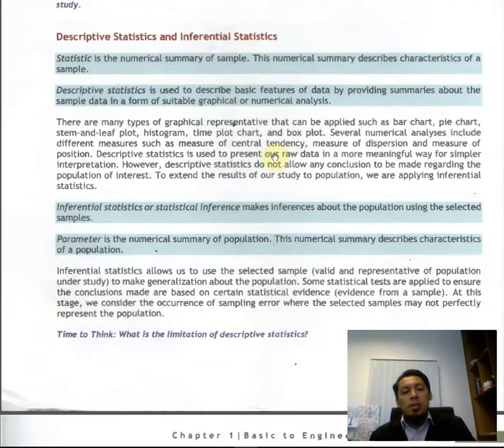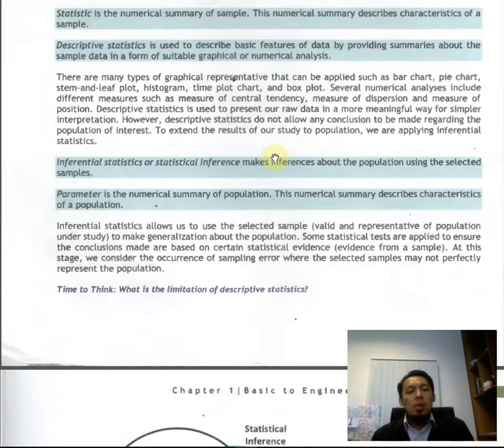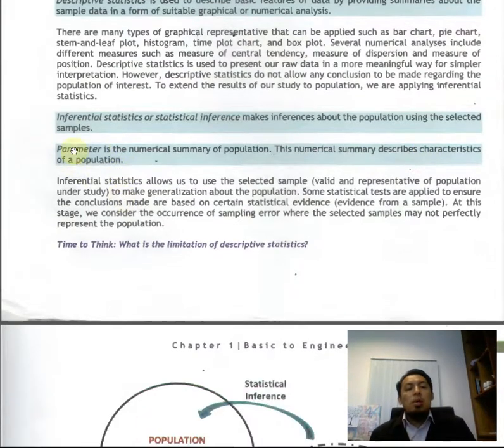Okay, and a parameter is the numerical summary of a population. A numerical summary describes, okay, so any calculation or any statistical procedure made on a population.